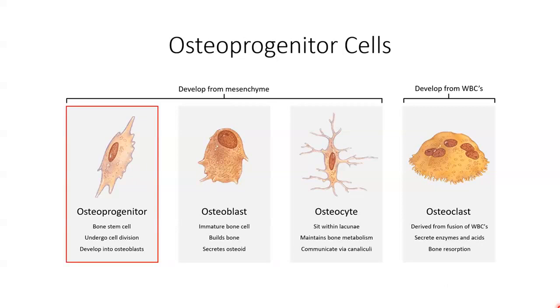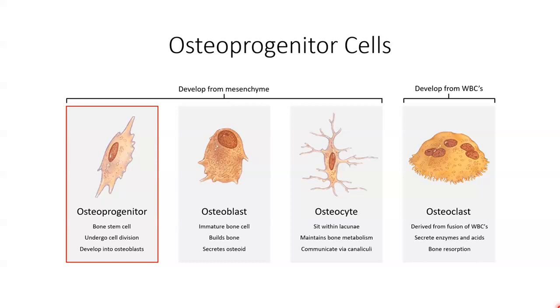So looking at each of those cells in more detail, osteoprogenitor cells are unspecialized bone cells derived from mesenchyme. Remember, mesenchyme is the embryonic connective tissue from which all other connective tissues are formed. The osteoprogenitor cells are the only bone cells which undergo cell division, and the resulting cells produced as a result of this cell division develop into our osteoblasts.